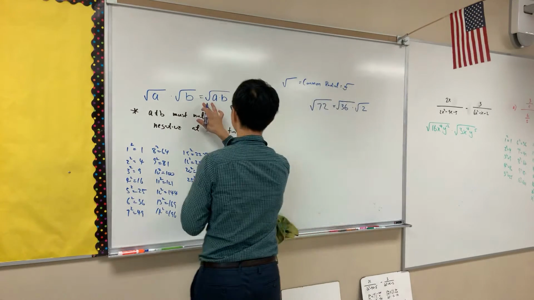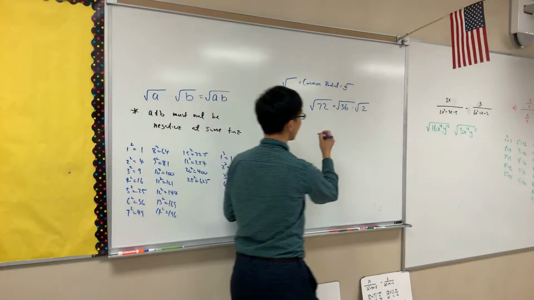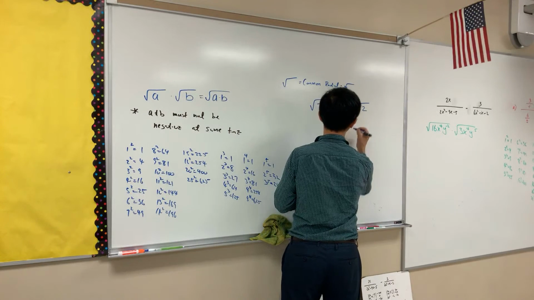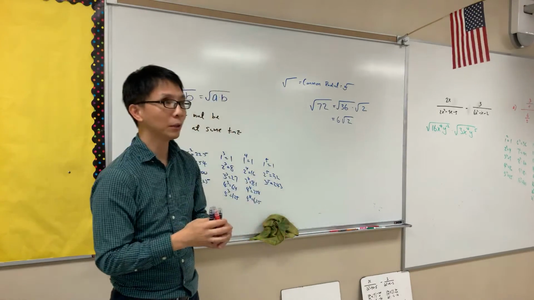We talked about this rule, but we never talked about how that rule can go backwards. So therefore it's gonna be 6 square root 2. Are we okay here? Now, I'm gonna show you a dumb way.